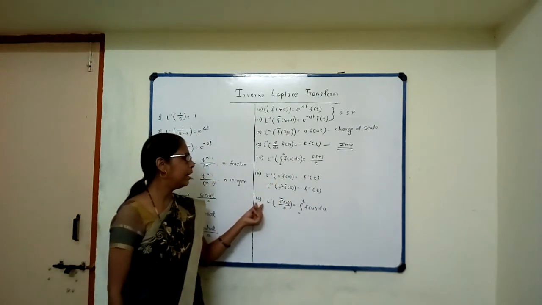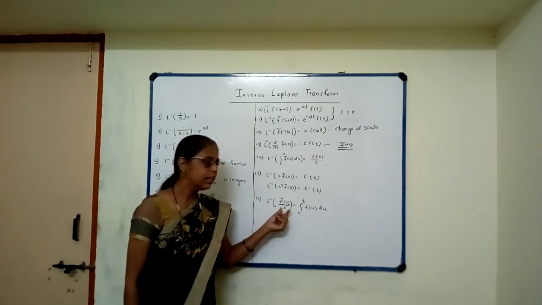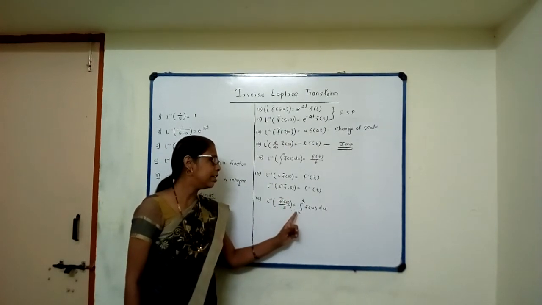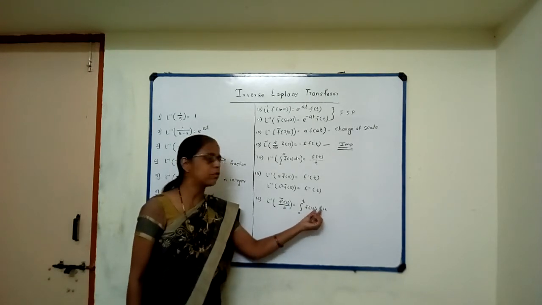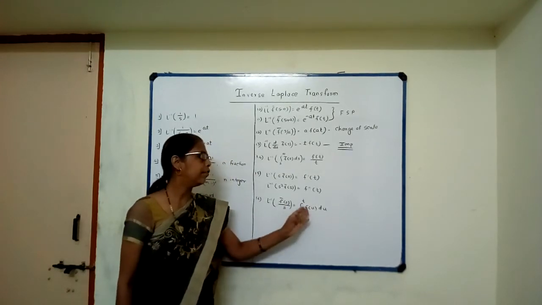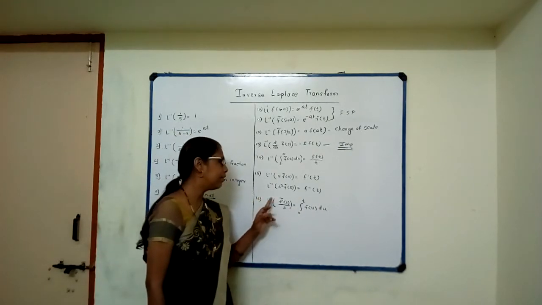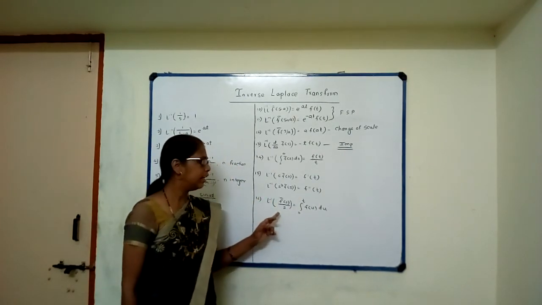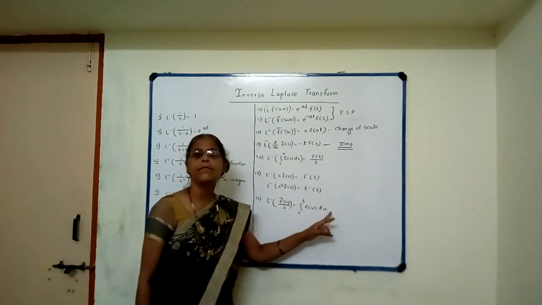And last formula, Laplace inverse of f bar of s upon s is equal to integration 0 to t f of u du. हा व्हेरिएबल कोणताही असू शकतो, f of t dt असेल, f of u du असेल, whatever be. So if in Laplace inverse there is a division by s, then its Laplace inverse is integral from 0 to t f of u du.